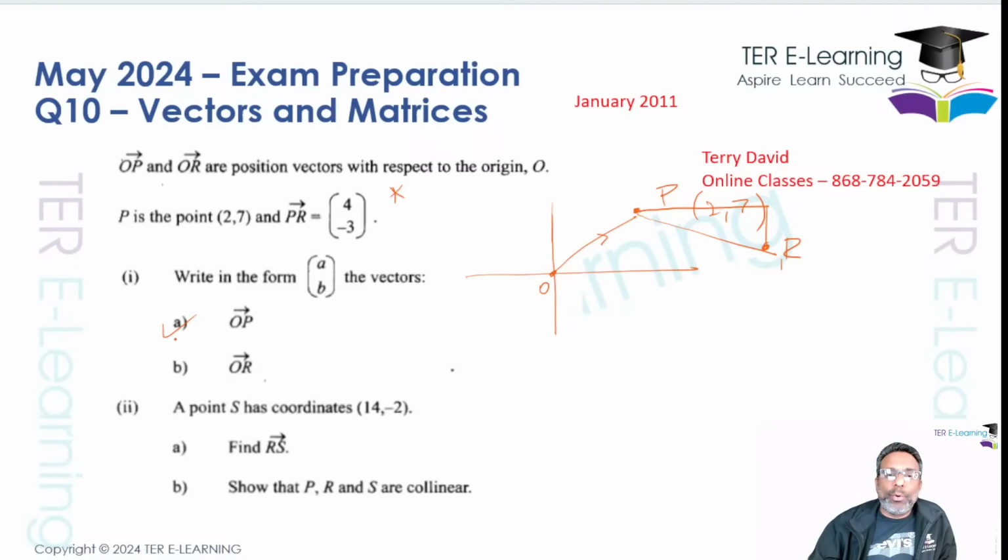So part A, they want to know what is the vector OP in column vector format. So all we need to do is to use the coordinate here. So this is going to be (2, 7). That's it, right? That's going to be the answer for OP.